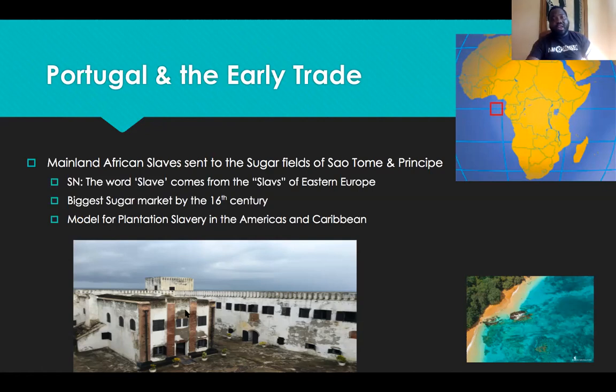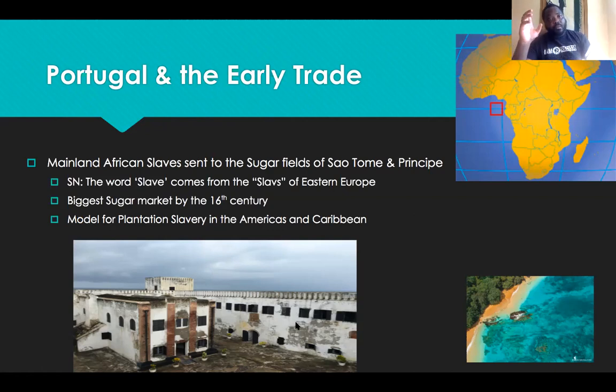And what you're looking at here in this image is what is called Elmina Castle. Elmina translates to "the mine" castle in Ghana, still standing in Ghana today, which was the first fortress set up by European slave traders in Africa. It was established in 1482, the first European slave trading post in sub-Saharan Africa, by the Portuguese.